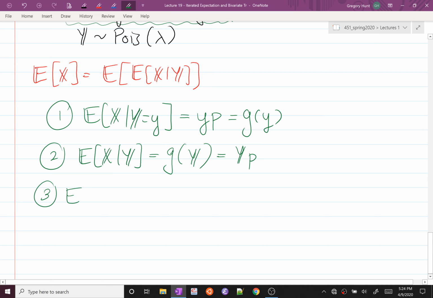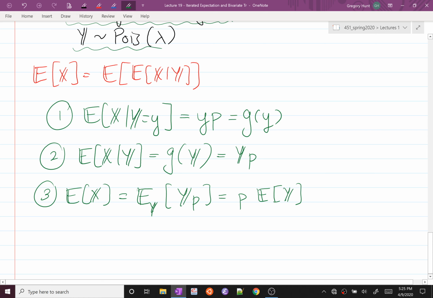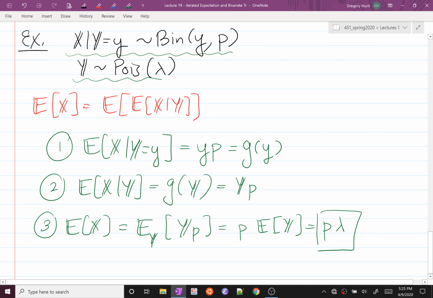What I want, the expected value of x, is of course the expected value with respect to y of y p. All right, now this dependence here outside on y seems a bit silly because obviously this expected value just depends on y. And what are my rules of expectation? Constants can come out. So it's p times the expected value of y. Y is a Poisson. What's the expected value of a Poisson? Lambda. So it's p lambda. And this is what we got last time, lambda p. Much quicker than how we solved it last time.